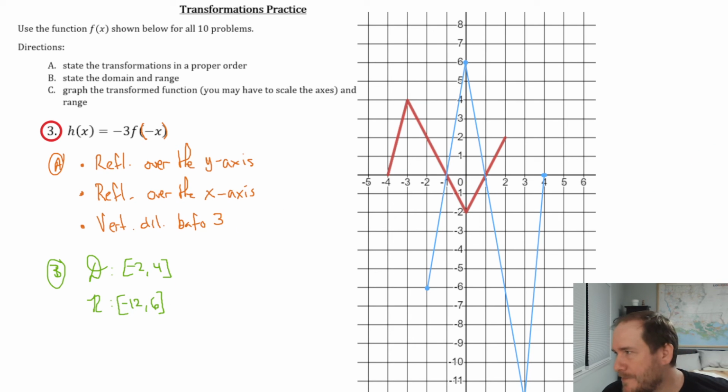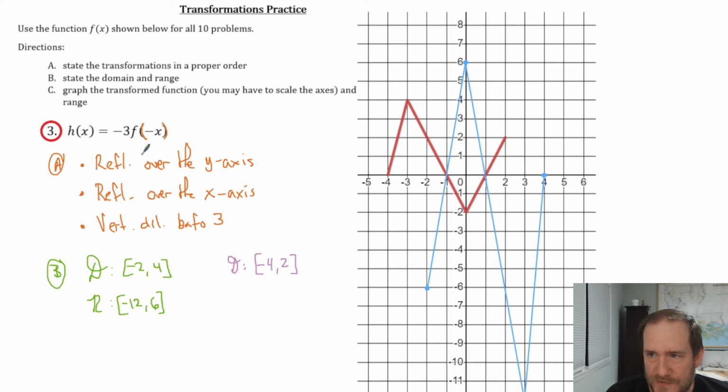All right, and then pretending for a moment that we don't trust our graph, we would grab the original domain, which is negative 4 to 2. And the only transformation affecting our domain is the reflection over the y-axis, which should turn us into negative 2, positive 4. And then, yep, that jibes.